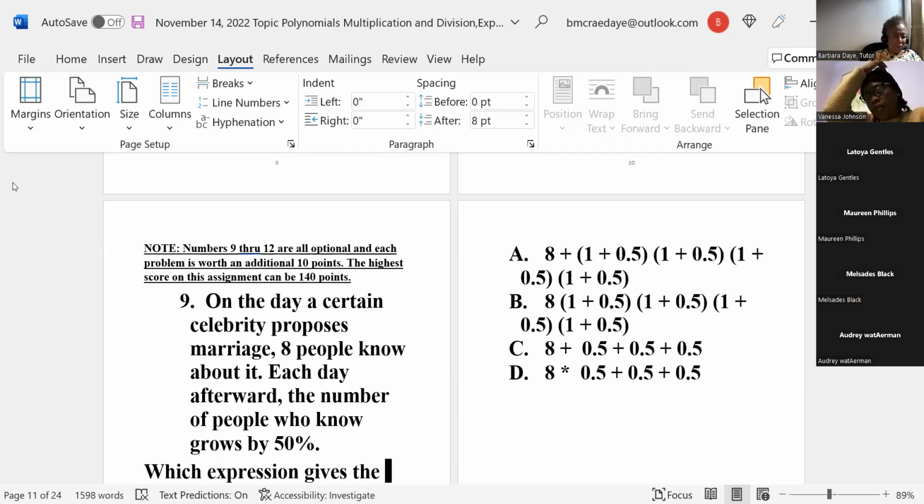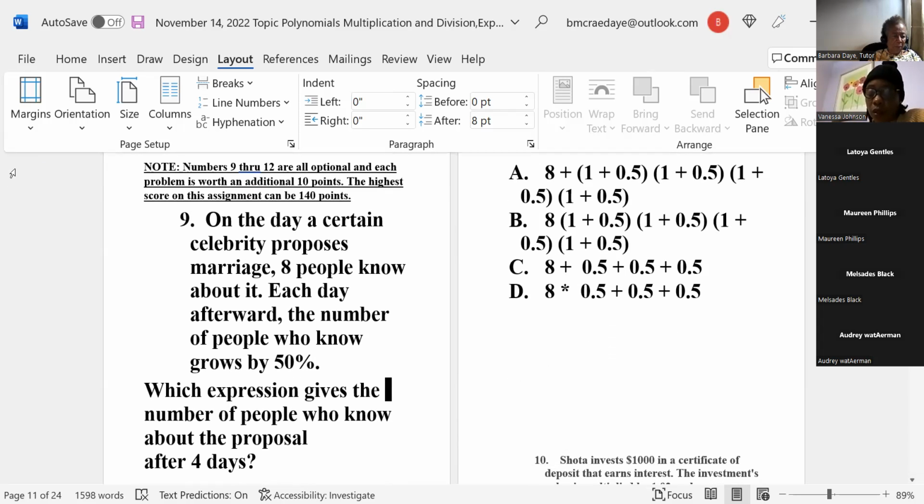Okay. Now, when it says which expression gives the number of people who know about the proposal after 4 days, that means you've got to do what? You add the 1 to the 0.5 and multiply it 4 times by the original. So if that's the case, what is the only answer it could be? B. B, that's right. Very good, Audrey.